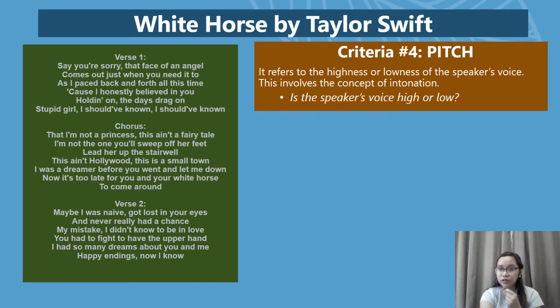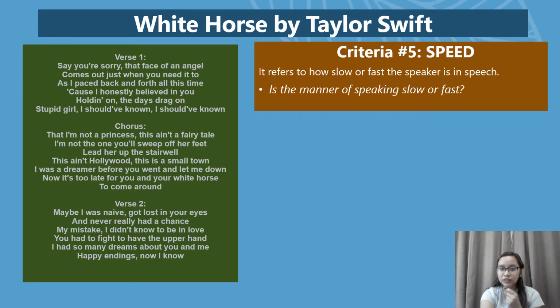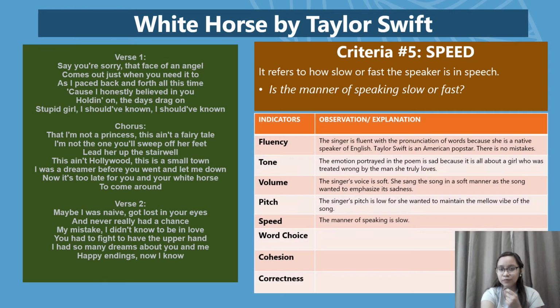The next criteria is pitch. Is the speaker's voice high or low? So the singer's pitch is low, for she wanted to maintain the mellow vibe of the song. The next criteria is called speed. It refers to how slow or fast. Is the manner of speaking slow or fast? The manner of speaking in this song is slow.